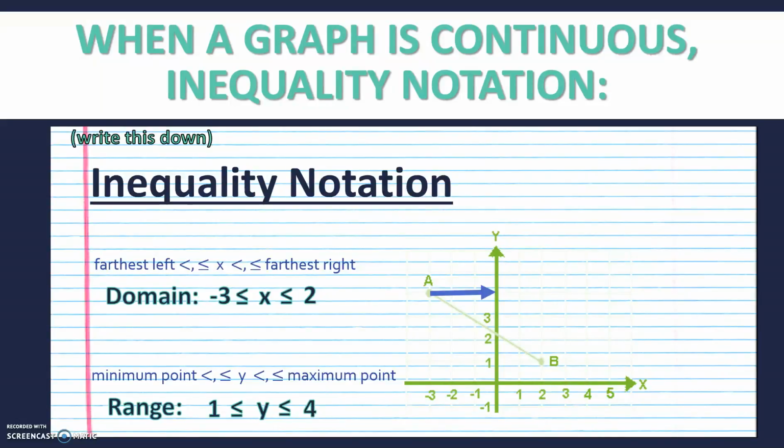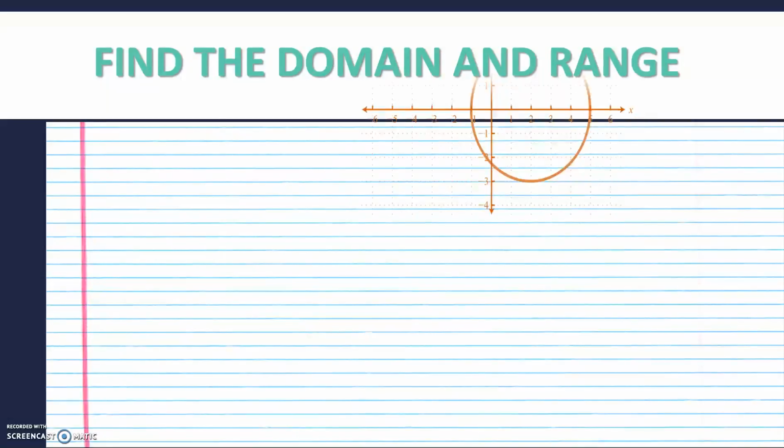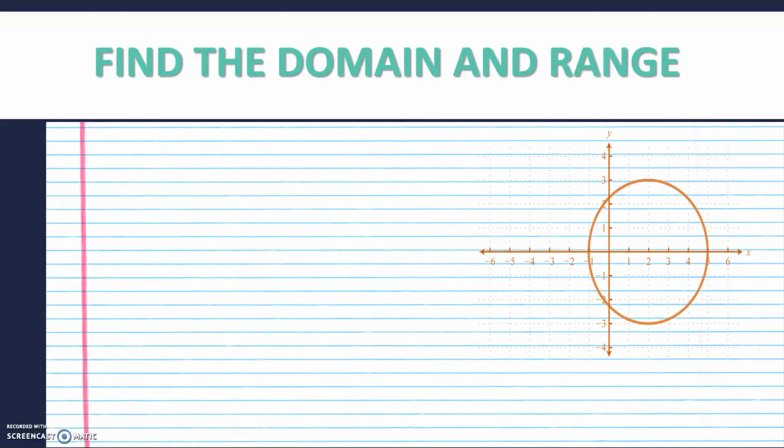So that's how we do our domain and range for a graph. Let's take a look at another example. So in this one, we're going to do a circle, and we're going to repeat that same process. So we're first going to start with the domain.